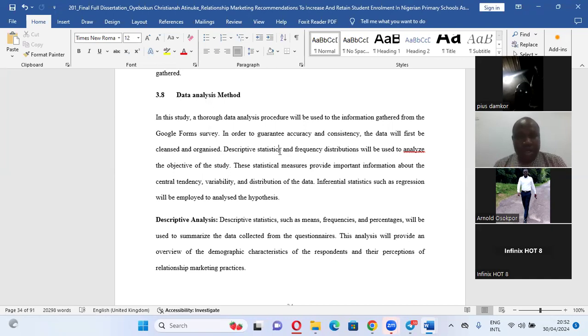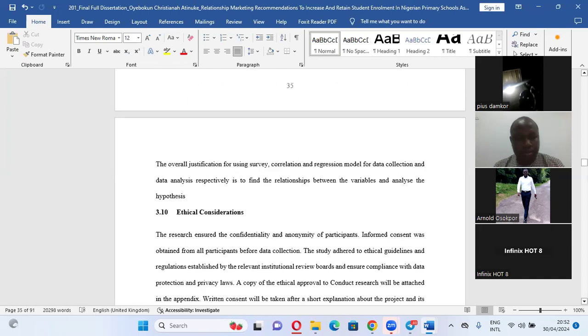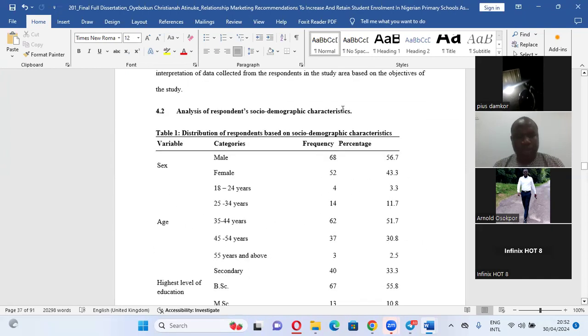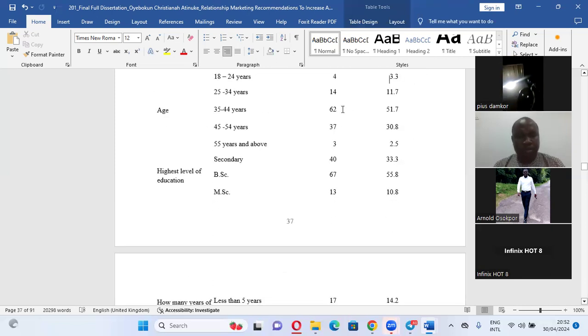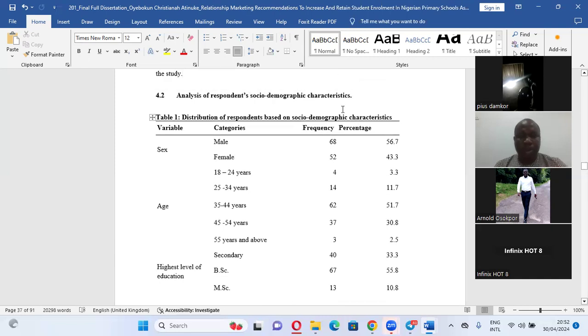So now that I've explained what quantitative is and what qualitative is, you can see that we have two types of data analysis: the descriptive and the inferential. So now let me show us the analysis. Now look at this. Analysis of respondent social characteristics.